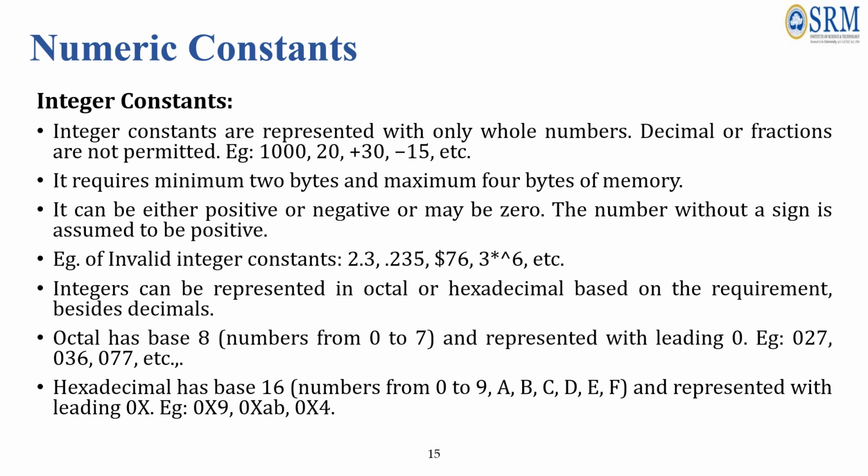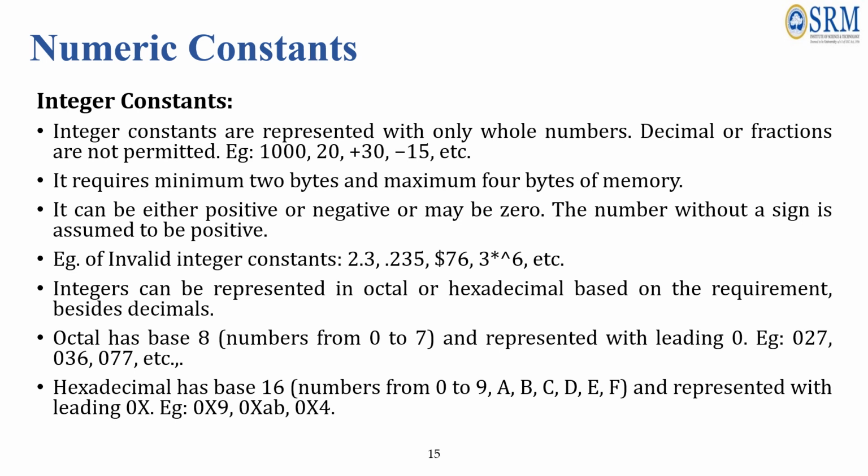Normally, when we give an integer value without a sign, it is considered a positive value. In the first line, I have given all the valid integer constants, and in the fourth line I have stated all the invalid integer constants like 2.3 and .235. All these are invalid integer constants, as integer constants do not have decimal or fractional values.